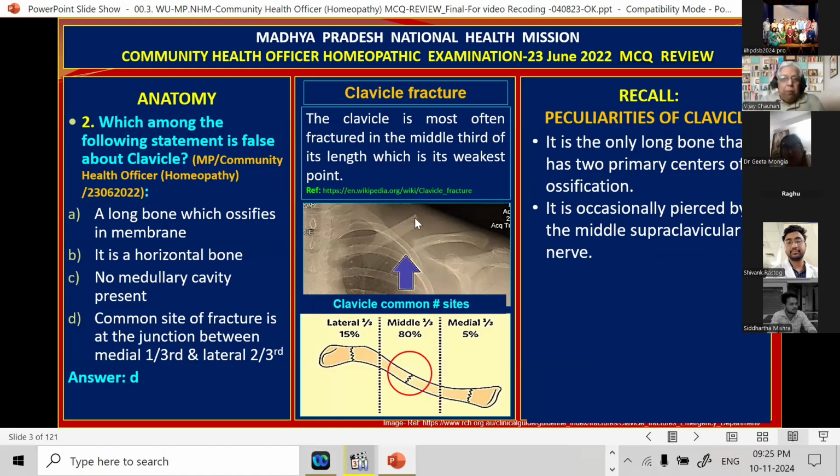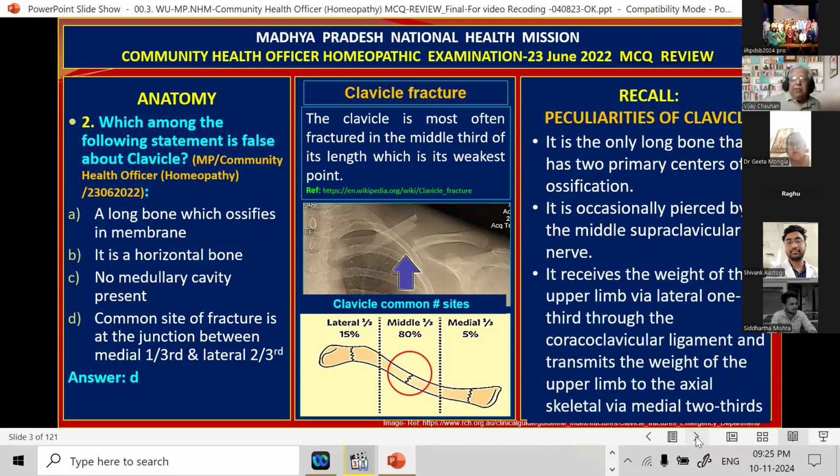If the supraclavicular nerve pierces somewhere, and here is the nutrient foramen also, then what will happen when the callus forms? That callus is going to press upon the supraclavicular nerve. That can be one problem when such a fracture takes place.